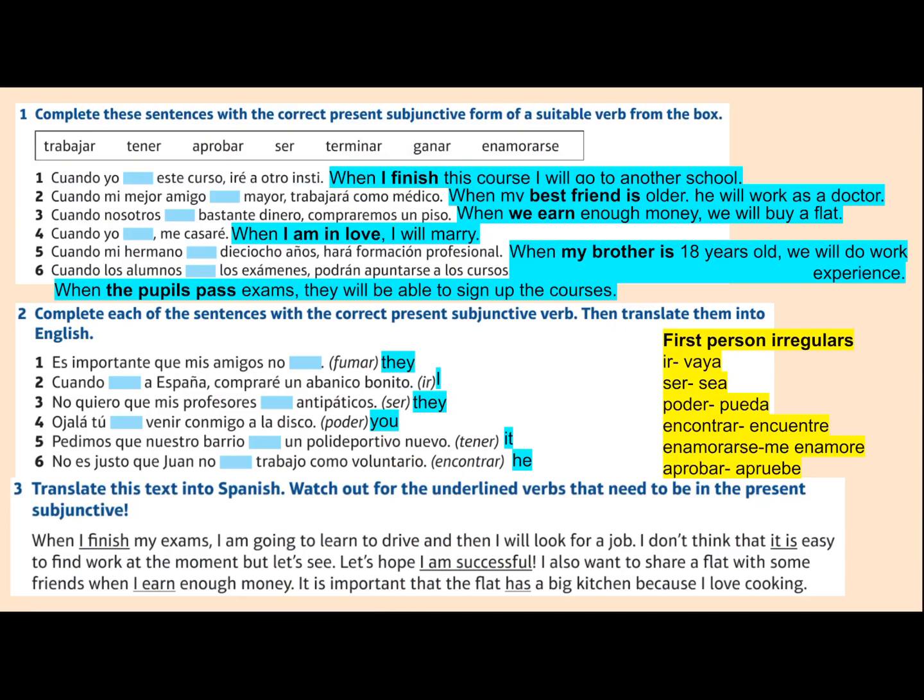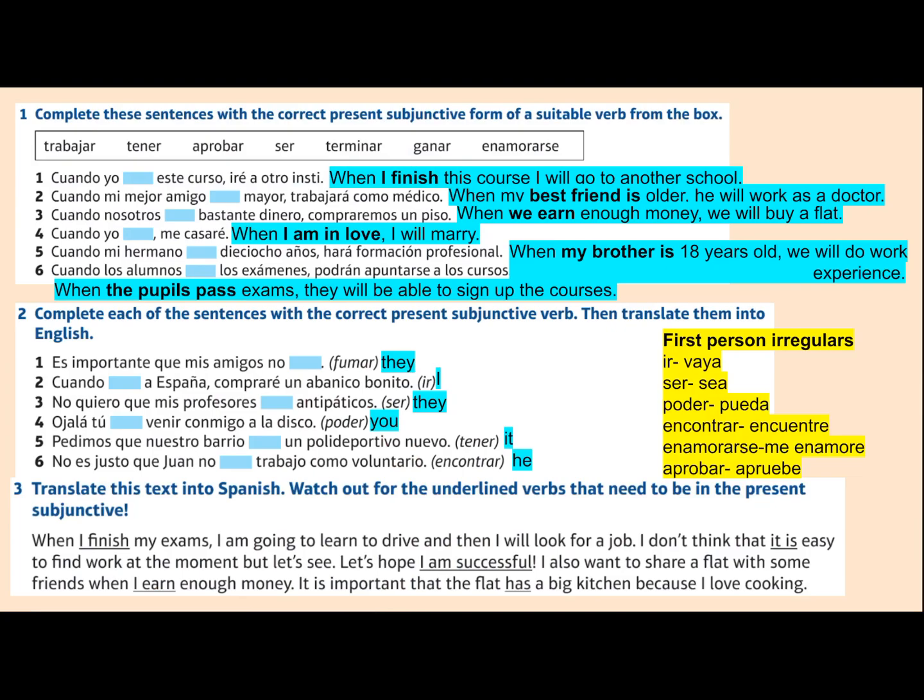So what you're going to do now is you're going to have a go at this grammar page. And I've actually made it easier for you. The first thing that you're going to do is complete these sentences with the correct present subjunctive form of a suitable verb from the box. If you look at the first one, it says Cuando yo blank este curso iré a otro insti. Some of you might be able to get that really quickly, but what I've done is next to it, I've put the translation in English and the word you are trying to write down in bold.